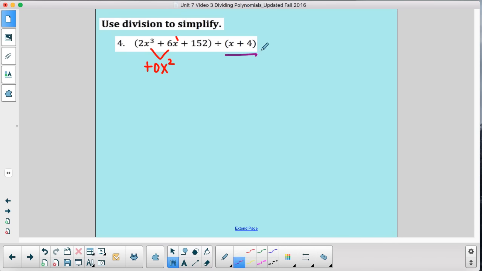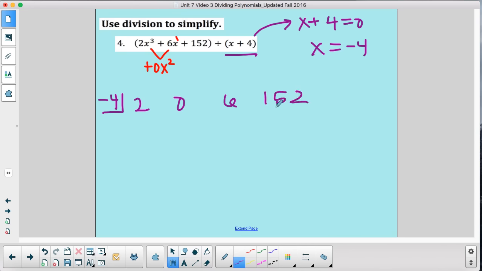Now let's go ahead and start setting it up. I take x plus 4 and find my 0. So x plus 4 equals 0, so x equals negative 4. So I write negative 4. Now I write down all my terms, my coefficients, for my polynomial. So I would have 2, 0, 6, 152. Leave some space. There it is.